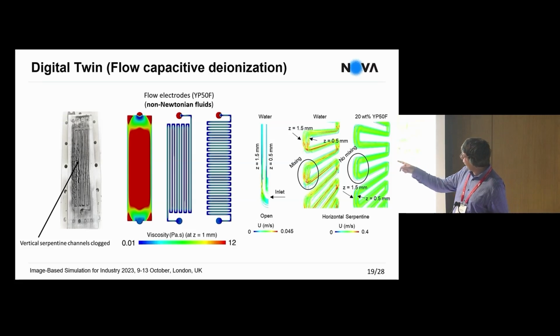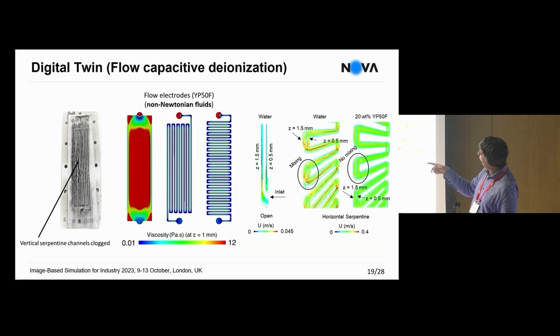So on the left, you can see that with vertical serpentine channels, they clogged. They completely clogged. We had to stop the process because it was not working. Then we performed the CFD simulations in order to understand what was going on. And we had to do it because the flow electrodes are black. It's a carbon suspension. So basically, you don't see anything. You see something dropping, but you cannot visually inspect it because all is black.